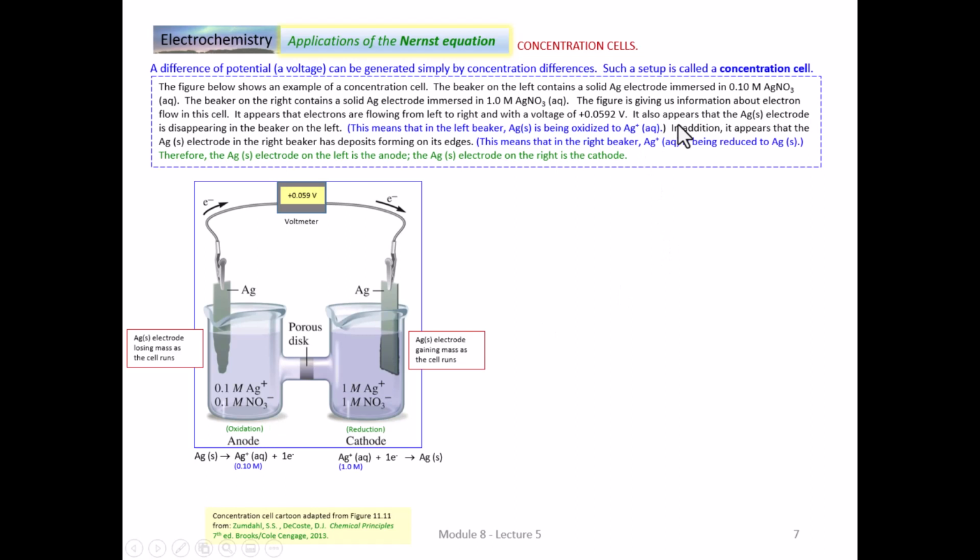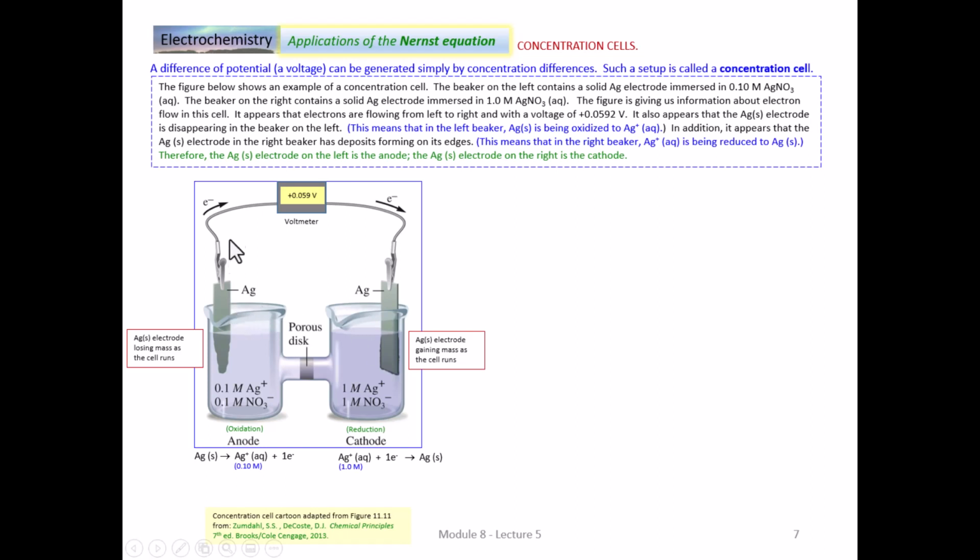Now the figure is giving us information about electron flow. And you say, well, sure, you've got electrons drawn here and they seem to be flowing from left to right. Excellent point. However, there's something else that gives us a clue. One of them is that it appears that the silver electrode on the left seems to be disappearing with time. You can see that it seems to be corroding, where the silver electrode on the right seems to be a little fatter underneath the surface of the solution because it seems to be growing with time. There seems to be silver building up here.